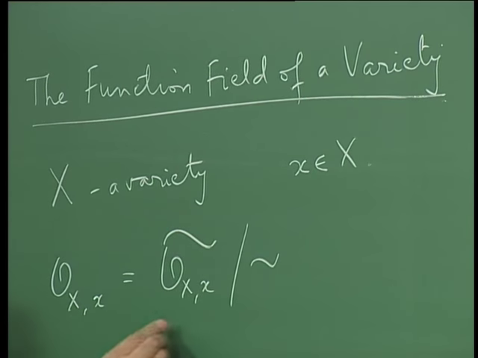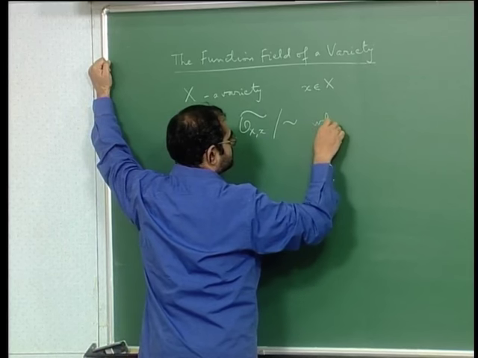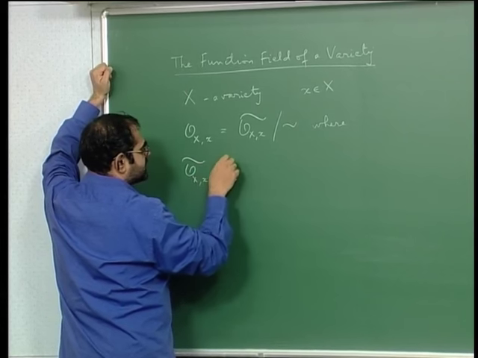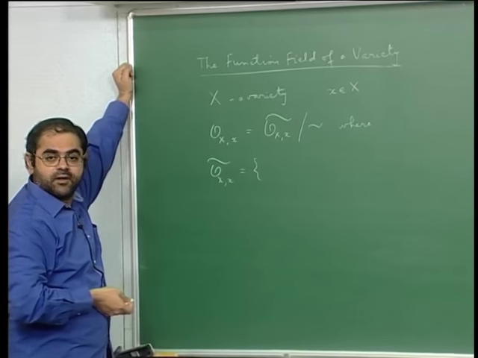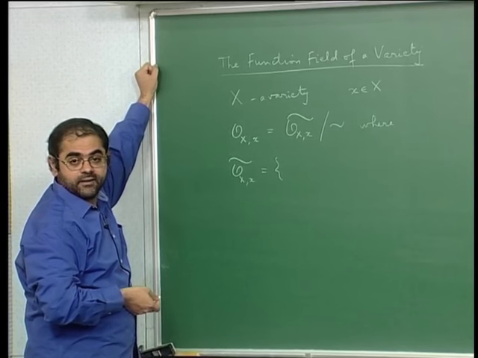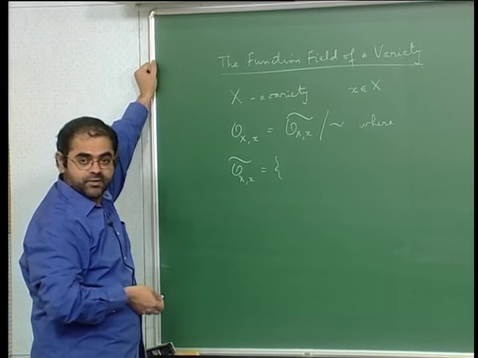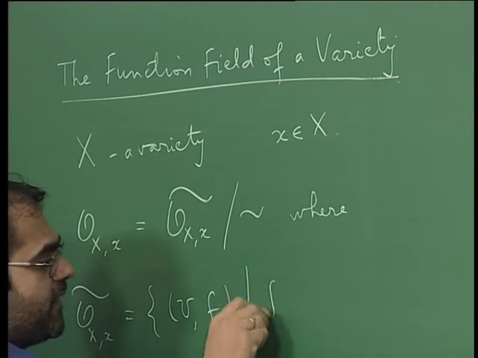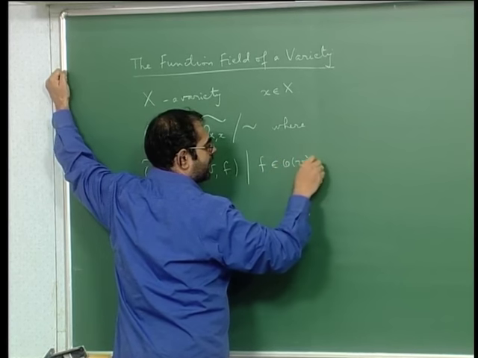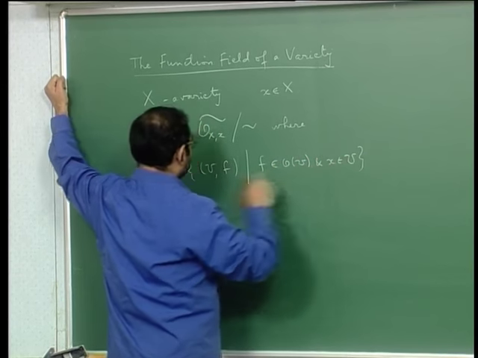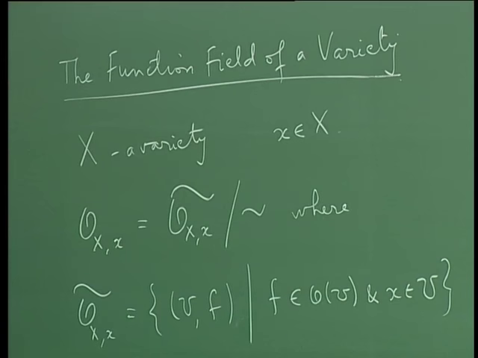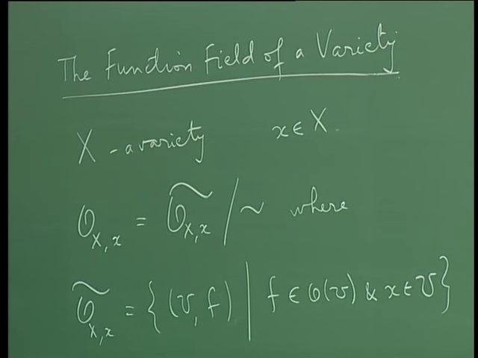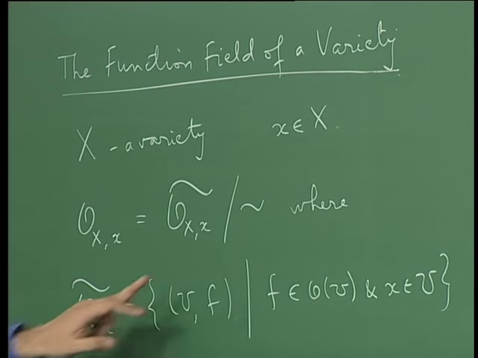And what was this Õ_{X,x}? These were just pairs of functions which were regular in some Zariski open neighborhood of the point x. So this consisted of pairs of the form (U, f) such that f is in O(U) and x belongs to U. So you are just looking at functions which are defined on an open neighborhood of the point x and which are regular, and you took two such pairs. And what is the equivalence relation?